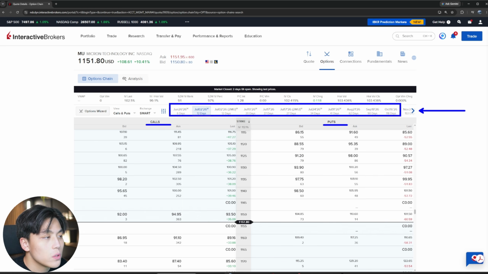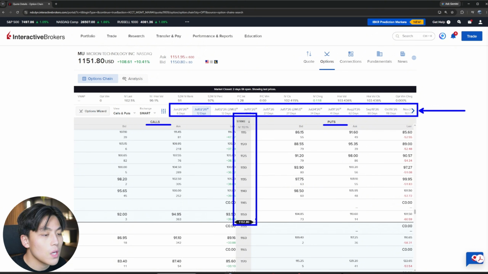So what we can choose here is the expiration date, essentially meaning the closer to the expiration, the sooner the contracts are going to expire. The further out really means it's going to be safer because you have more time till expiration. One thing about options is that there's something called theta decay, so the closer to expiration, the riskier it is. And right down the middle, we have our strike price.